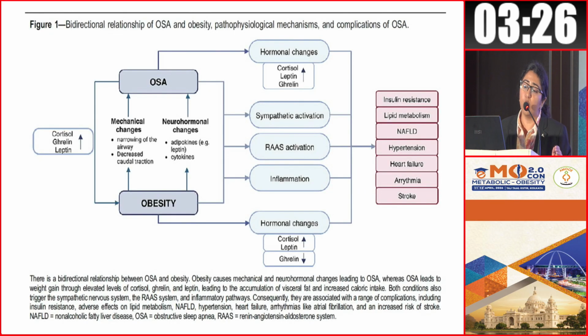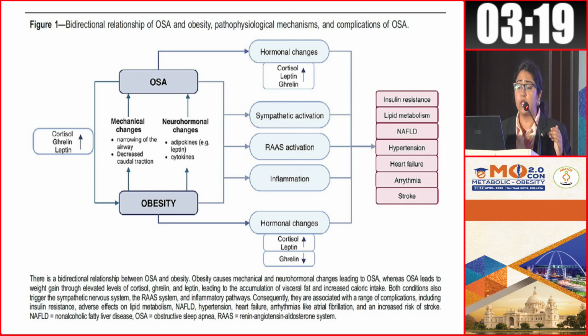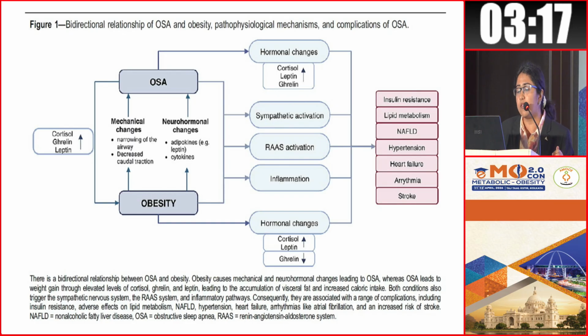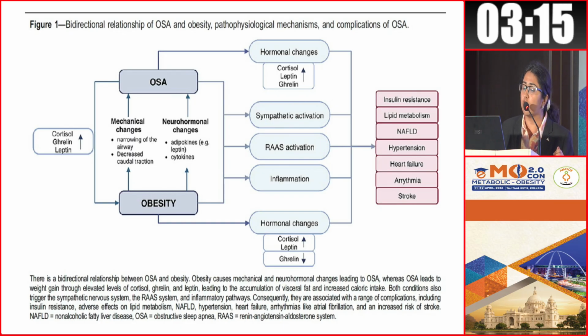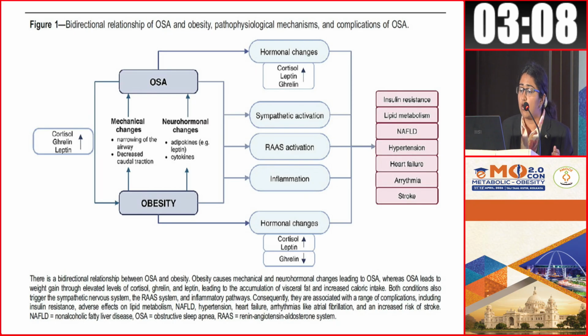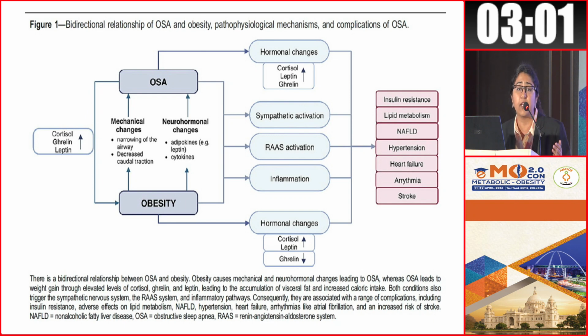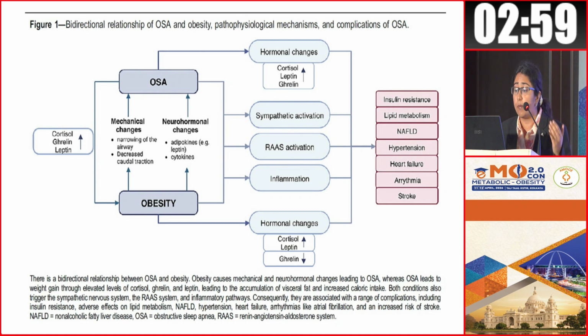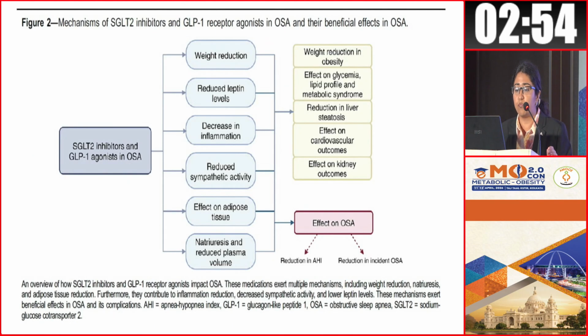So obesity can cause OSA via various mechanical changes like narrowing of the airway, decrease in caudal traction, and by increased release of adipokines and cytokines, neurohormonal changes which can lead to OSA. And in turn, OSA can also lead to obesity via various hormonal changes. So there is a balance of orexigenic and anorexigenic hormones, sympathetic activation, RAS activation, release of inflammatory mediators which affect these end organs and cause OSA.